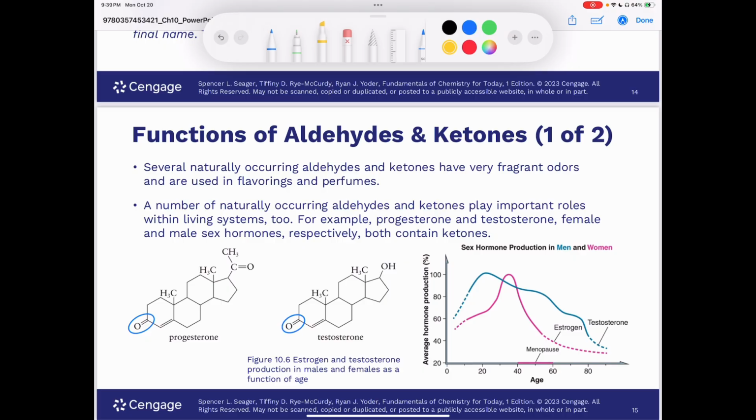Now, we also have other functional groups in these compounds. In progesterone, we have an alkene here, and we have a ketone here. And in testosterone, we have an alkene here, and we have an alcohol here.